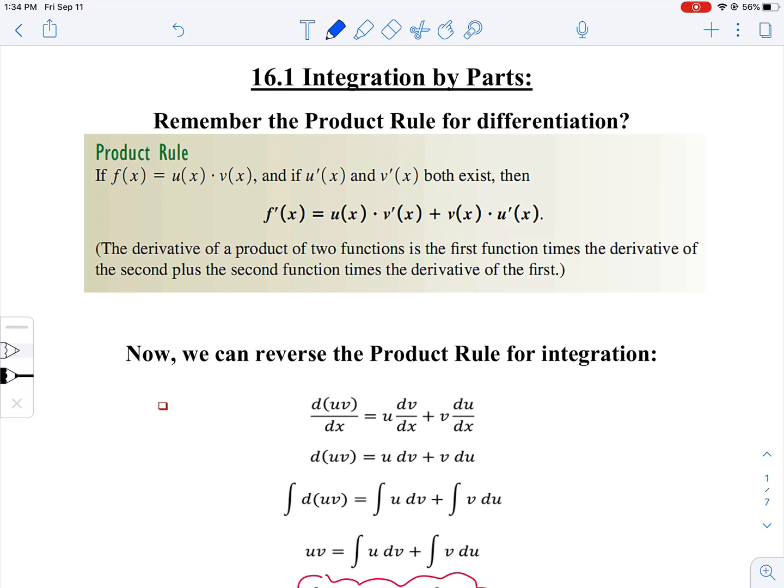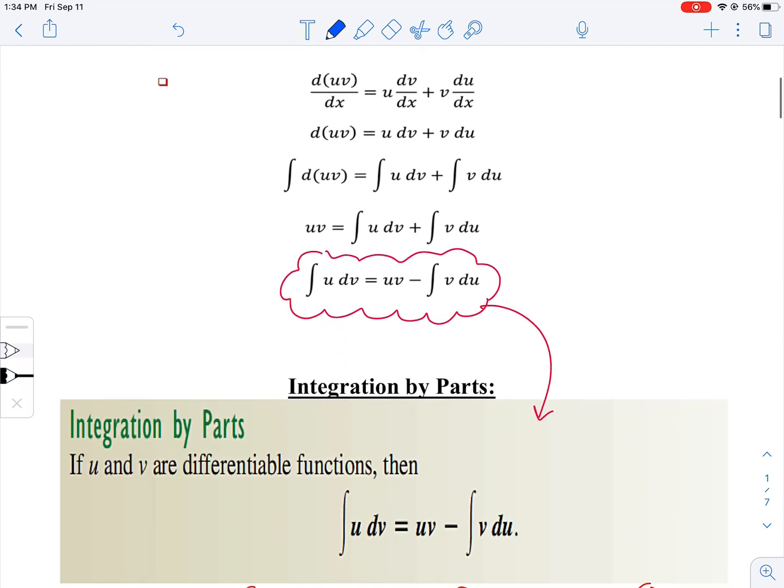Well, today we're going to talk about kind of the reverse of product rule, where we've said so far that there is no such thing as product rule for integration. Well, today we're going to learn a technique where there might be. It's called integration by parts.